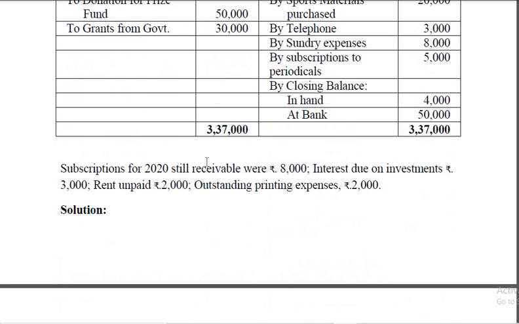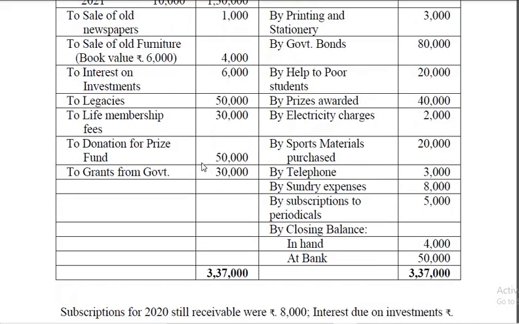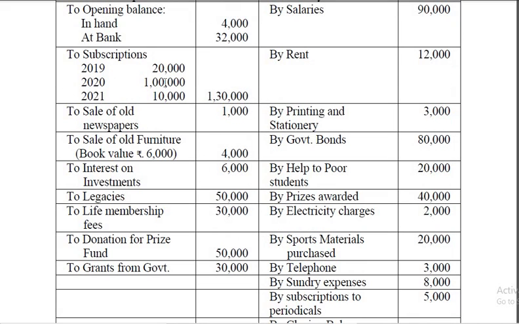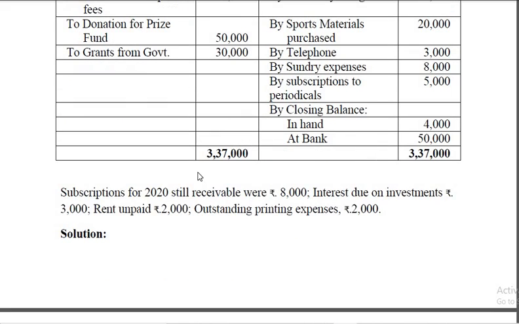Look at the adjustments. Subscription for 2020 still receivable 8,000. Similar to the previous problem, 1 lakh is the subscription received for the current year. Actually, you have received 1,30,000. But of that, 1 lakh is for the current year, very clearly given. Previous years and next years is excluded. Therefore, 1 lakh is current year. To that, you have to add outstanding 8,000.